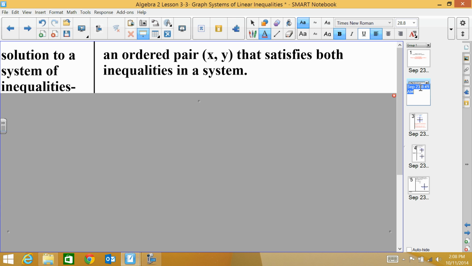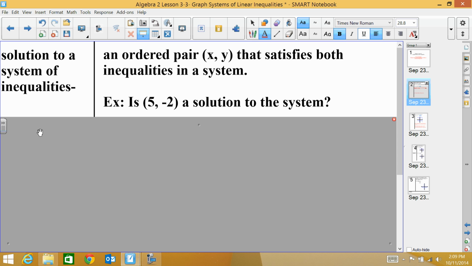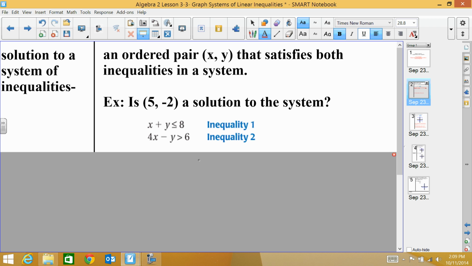The solution to a system of inequalities is an ordered pair (x, y) that satisfies both inequalities in the system. It's just like the solution to a regular system of equations. You have a solution that you can plug in, but with inequalities we know we have multiple solutions. There are lots of things we could plug in for x and y and satisfy both inequalities. So, is (5, -2) a solution to this system of inequalities?